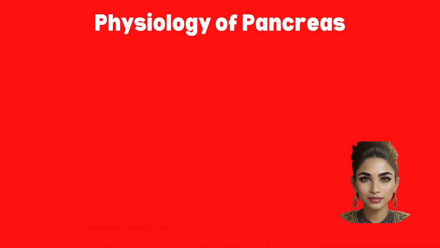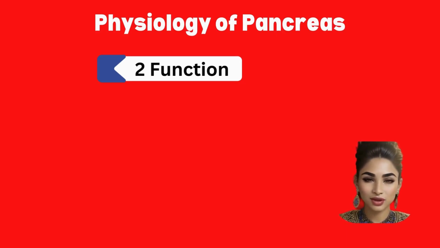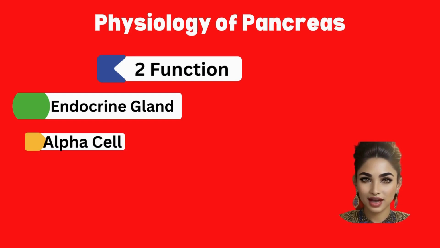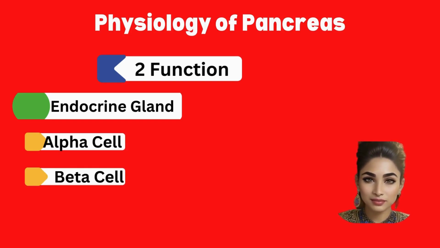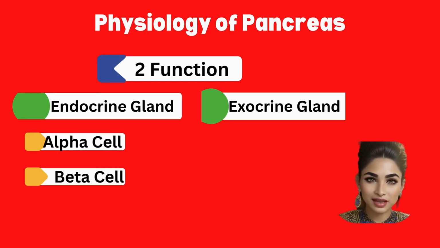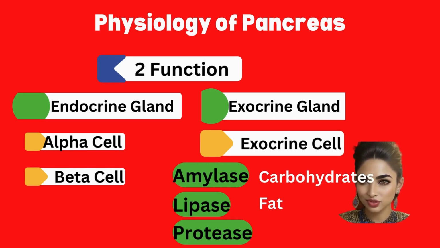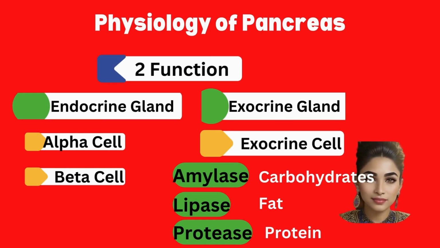Now let's talk about the physiology of the pancreas. The pancreas has 2 main functions. One is endocrine. The endocrine gland has 2 types of cells, alpha and beta cells. The second is the exocrine gland. The exocrine gland has exocrine cells which produce amylase, which breaks down carbohydrates, lipase, which breaks down fats, and proteases, which break down proteins. And 2 more functions are there, which we discuss in the exocrine section.